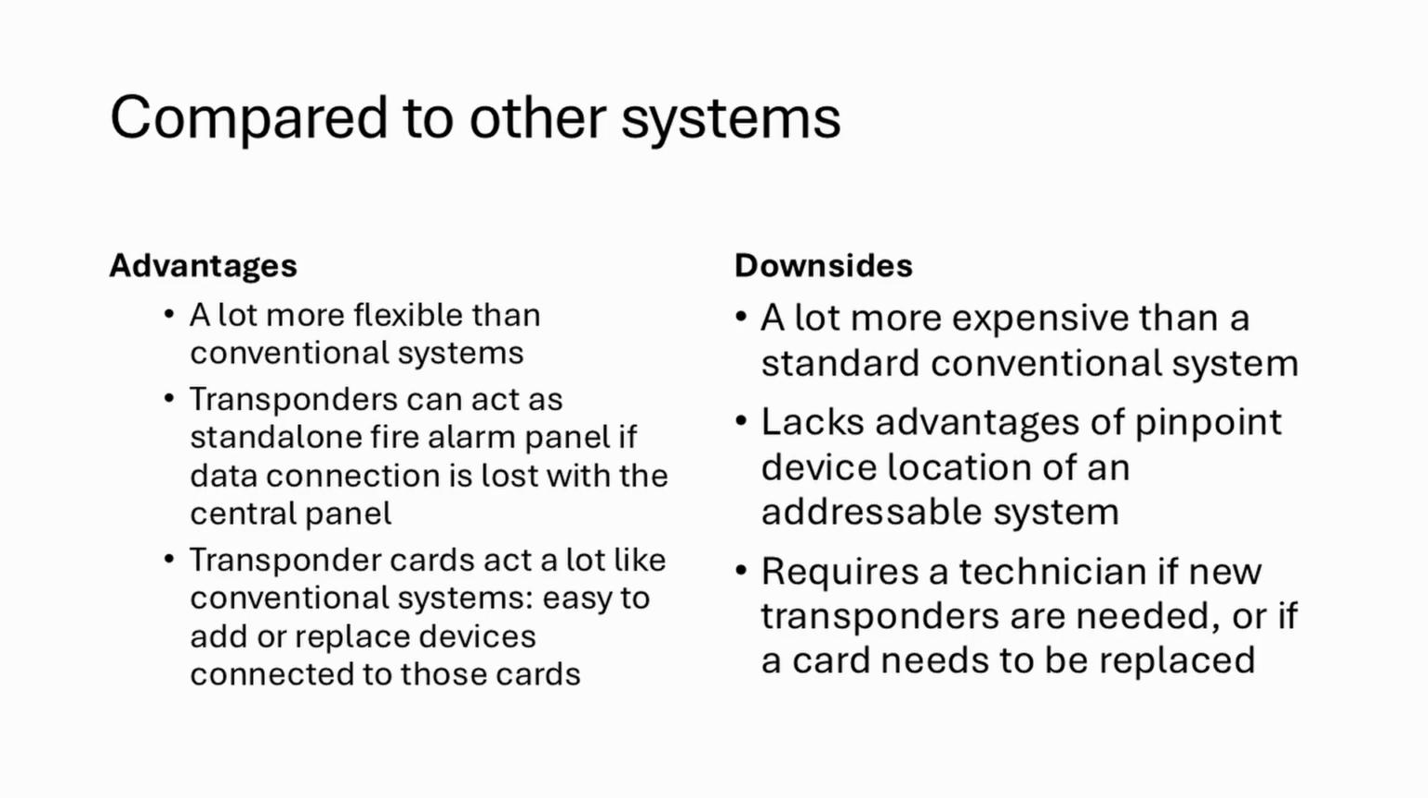Compared to other systems, multiplex systems are a lot more flexible than conventional systems. Transponders can act as a standalone fire alarm panel if data connection is lost with the central panel, and transponder cards act a lot like conventional systems. It's very easy to add or replace devices connected to those cards.